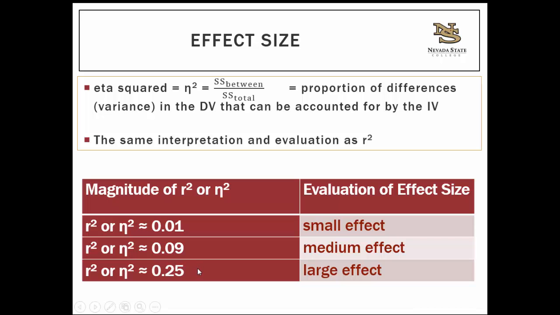And I love r squared because it can only range between 0 and 1. And you can turn it into a percent. So like if you have an effect size that was 0.25, you could say 25% of all the differences in what I measured, my dependent variable, can be accounted for by what I manipulated, my independent variable. So it's very interpretable and it's nice.